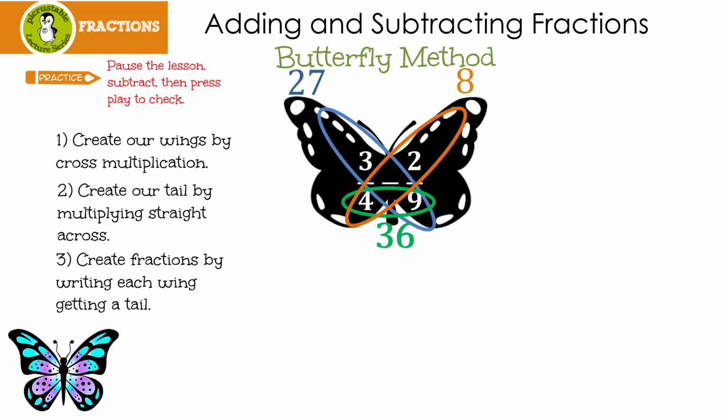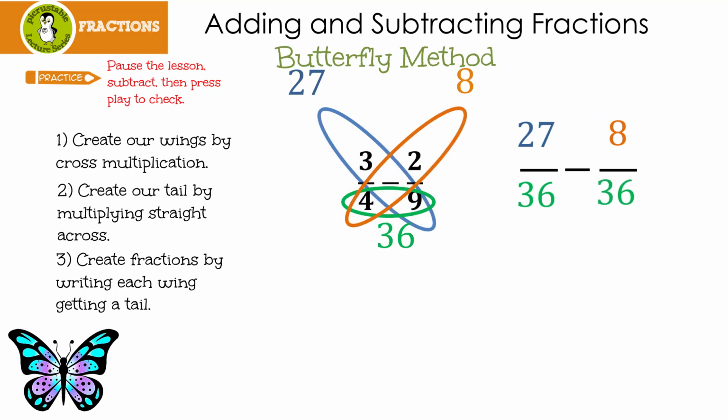The last step is to figure out what the fractions are. So let's see. We're going to have 27 over 36 minus 8 over 36. Cool. This is what it looks like without the butterfly in the background. I like to rewrite it just so we're clear. So let's rewrite it. Awesome.